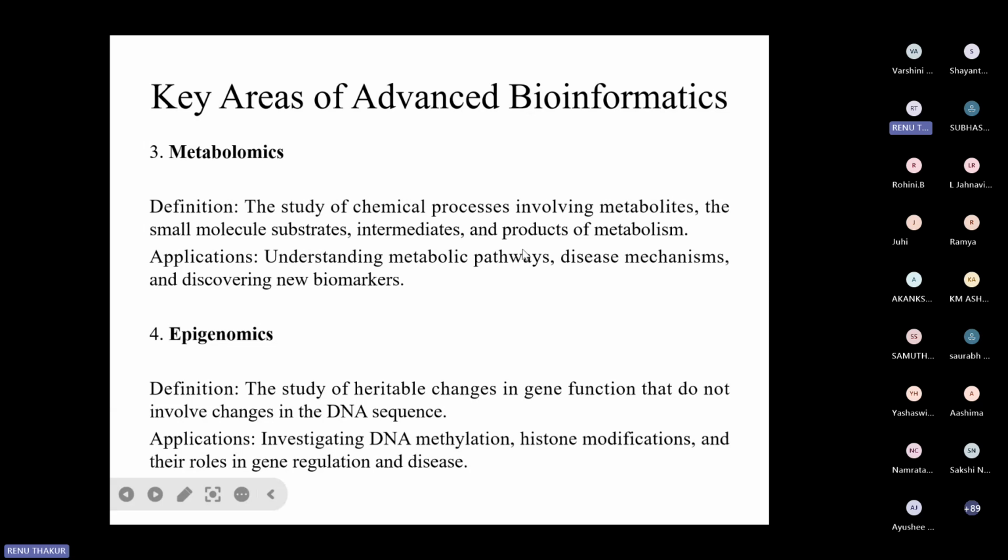Next is epigenomics. So it is the study of hereditary changes in a gene. So the hereditary changes come when a whole set of mutations happens in a gene, and those changes will not change the DNA sequence. There will be no changes in the DNA sequence, but we can see a remarkable change in the genetic marker. So that is called epigenomics. The study of that is called epigenomics, and investigating the DNA methylation process. DNA methylation, or otherwise called DNA alteration methods. Investigating DNA methylation, histone modification, and their roles in gene regulation and diseases.